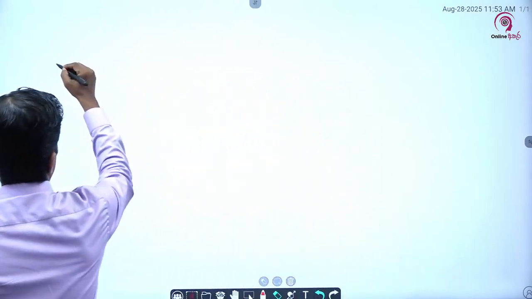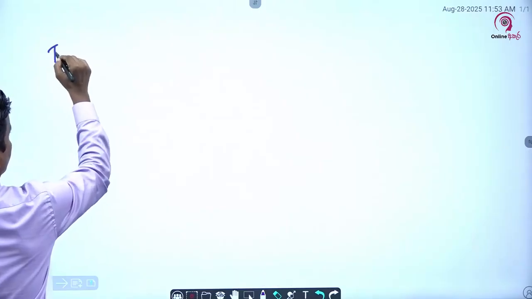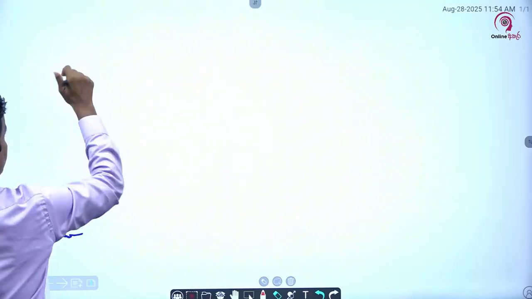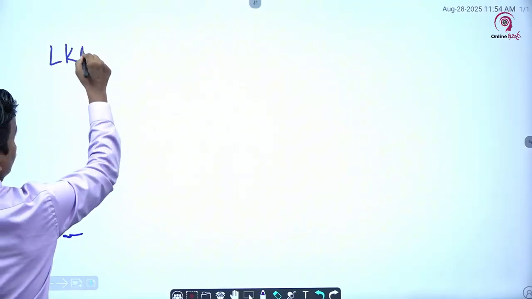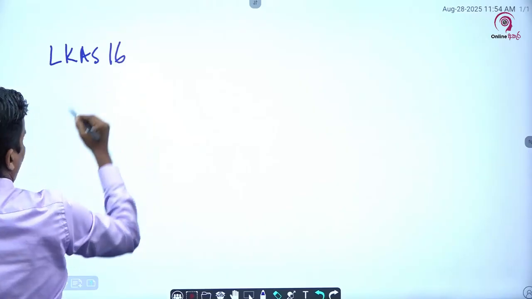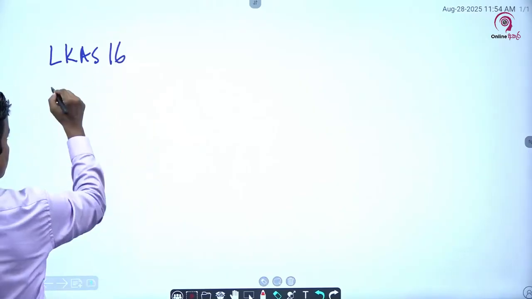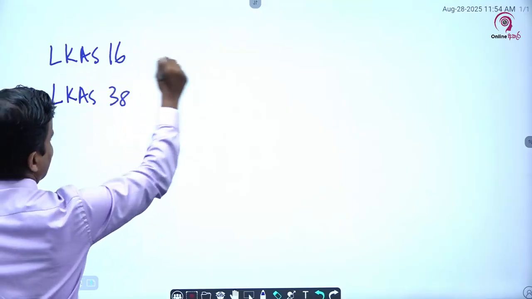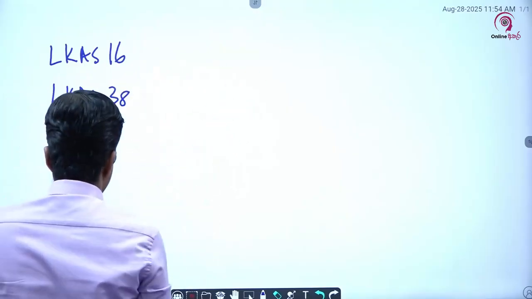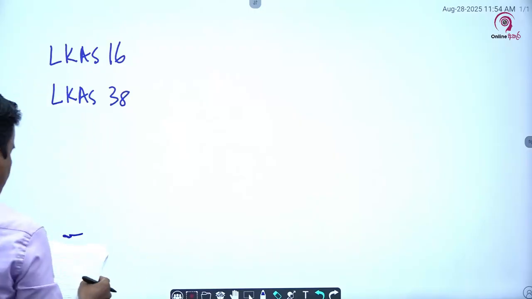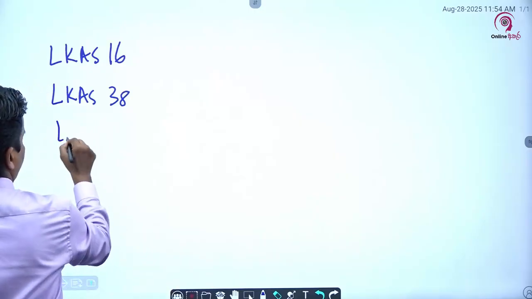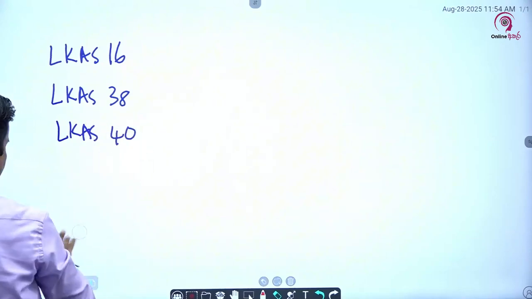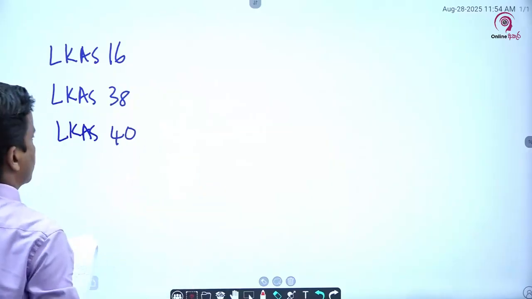We're going to discuss LKS 16, then we are going to discuss LKS 38. LKS 16 is property, plant and equipment. LKS 38 is intangible assets. LKS 40, that is investment property. So all sort of assets related standards.